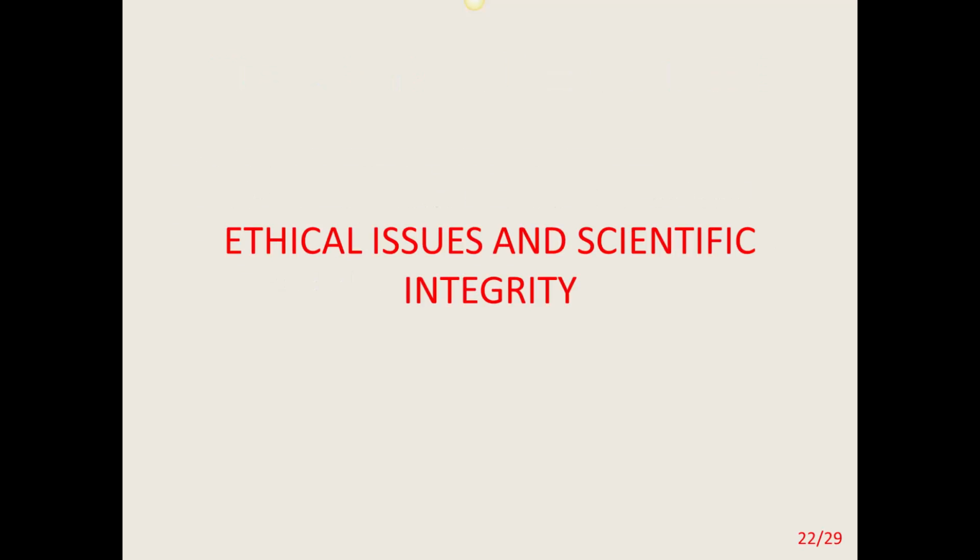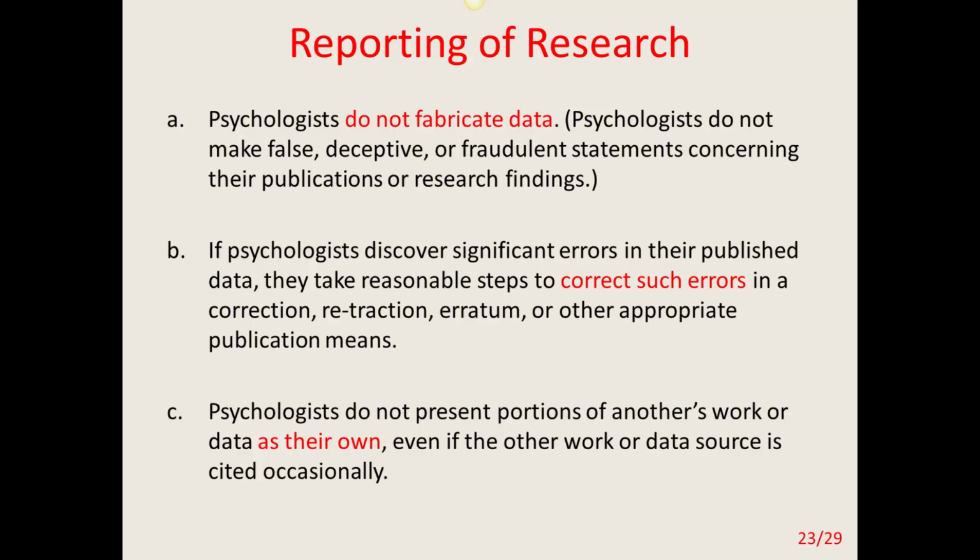The second part of this chapter is about the ethical issues related to scientific integrity. What does it mean? When you are reporting your research findings, you're not supposed to manipulate or fabricate data. And if you make an honest mistake in reporting, you're supposed to report the correction as soon as you find it out. For example, if your article is already published, you send a correction to the journal editor and tell them that you have made a mistake. And of course, you're not supposed to submit somebody else's research as your own.